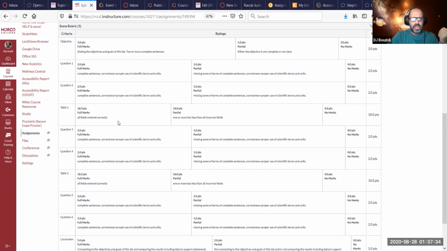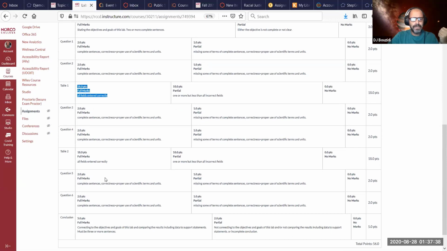The difficulty is with the tables. This specific lab has 2 tables, and each and every one of them has 18 data entries. Each one of these data entries is worth 1 point. So that's why, if all fields are entered correctly, you get 18 marks.